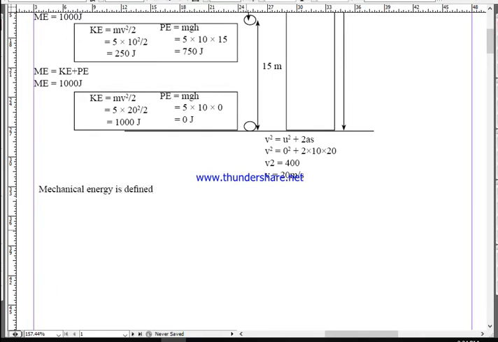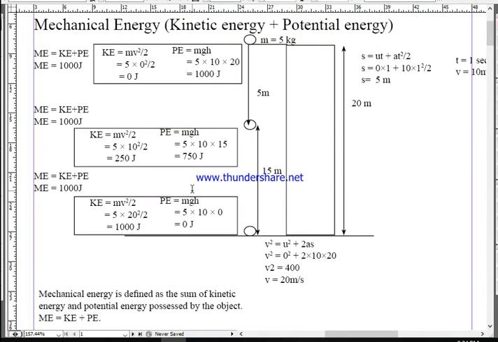You can take the note now: mechanical energy is defined as the sum of kinetic energy and potential energy possessed by the object. Okay, so ME is equal to KE plus PE. Any confusion up to here? I hope you do understand this concept.